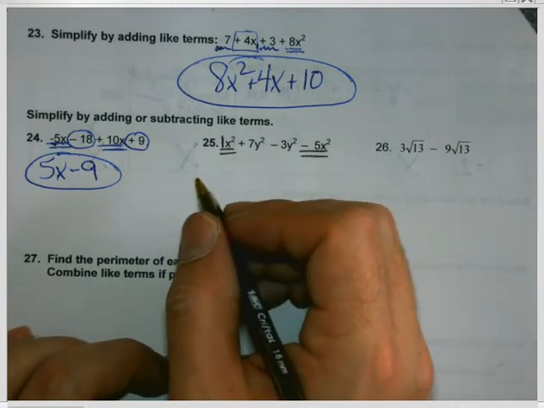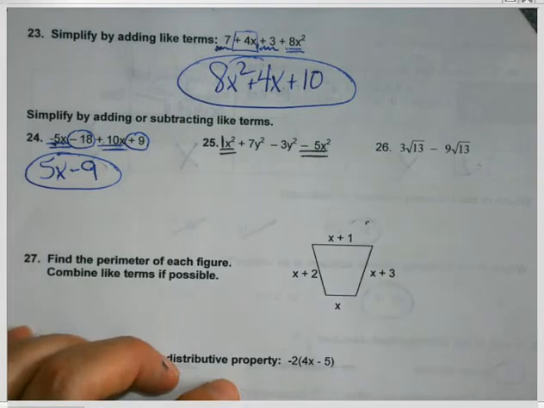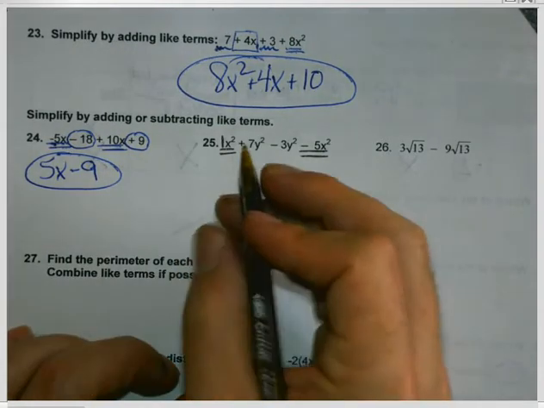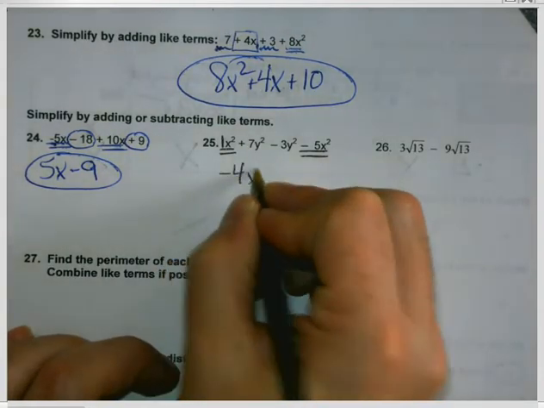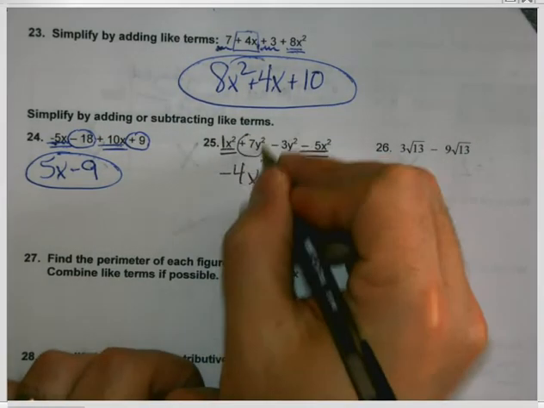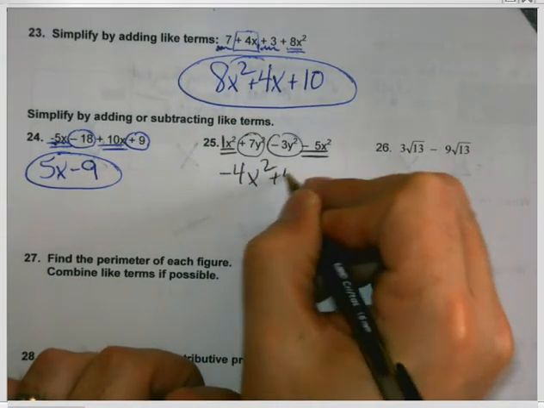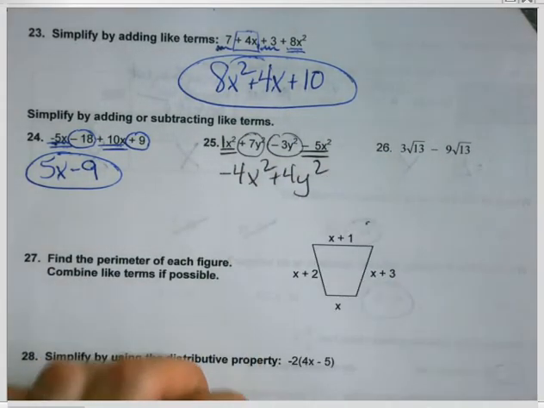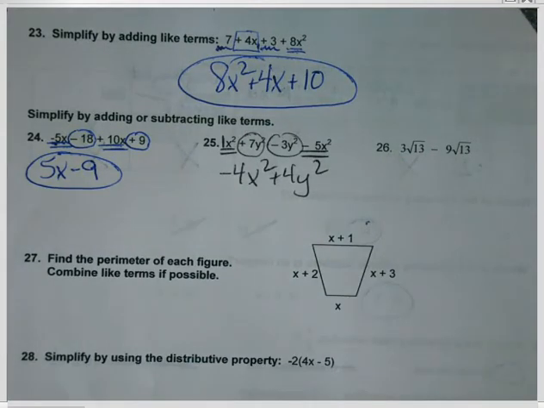I think somebody said it, but I missed. What do you got? Yeah. Negative 4x squared. And then again, watch your signs. What's 7 minus 3 going to be? 4y squared. Okay? That's where we're heading now.